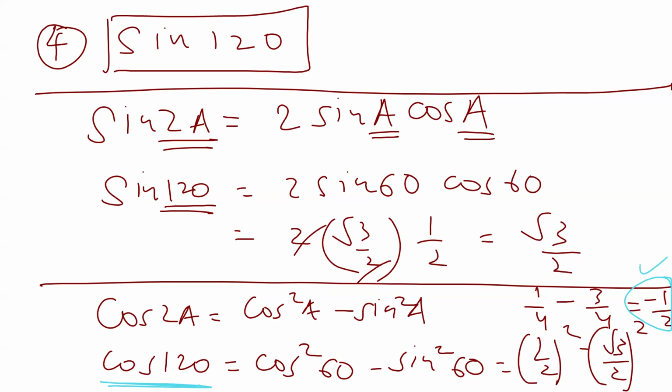Okay. Sec is 1 upon cos. Cosec is 1 upon sine. And then cot 120 is 1 upon tan 120 or cos 120 upon sine 120. We'll go to method number 2 for the same problem.